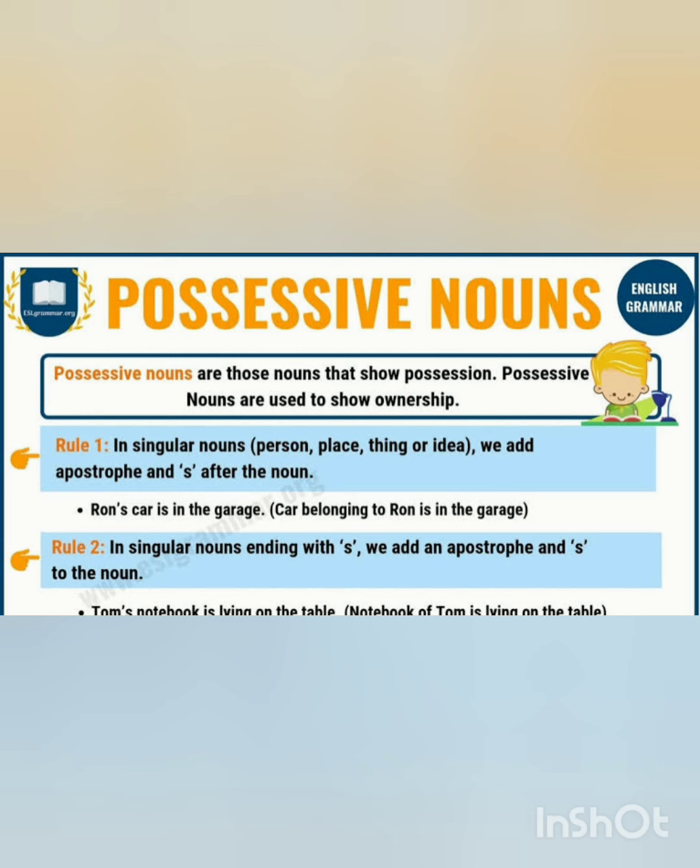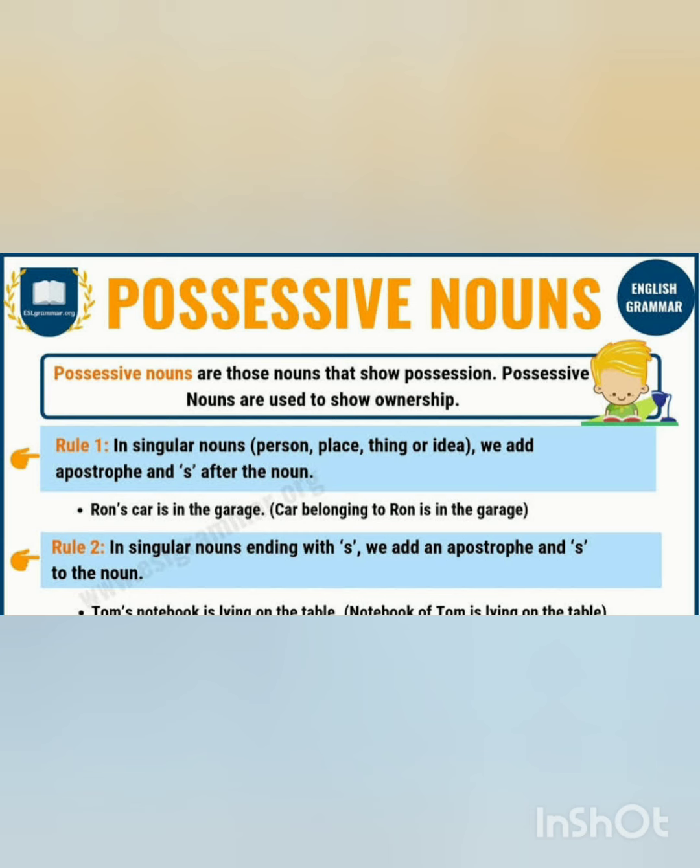Rule number 1: in singular nouns, for example, person, place, thing, or any idea, we add apostrophe and s after the noun. Apostrophe is a little comma at the upper side of the letter. Example: Ron's car is in the garage. It means the car that is in the garage belongs to Ron. So it's Ron's car. Here we are adding apostrophe and s after the noun.